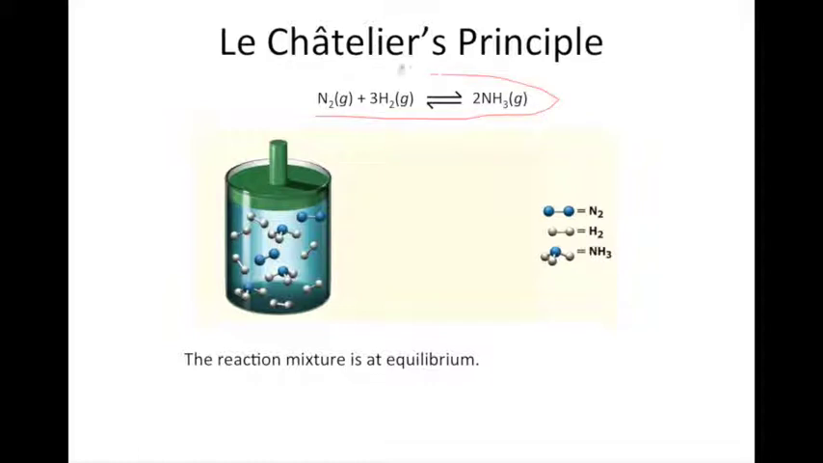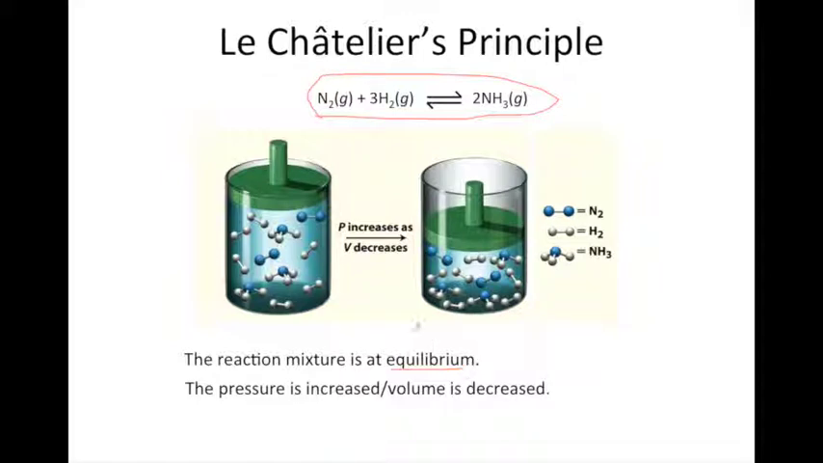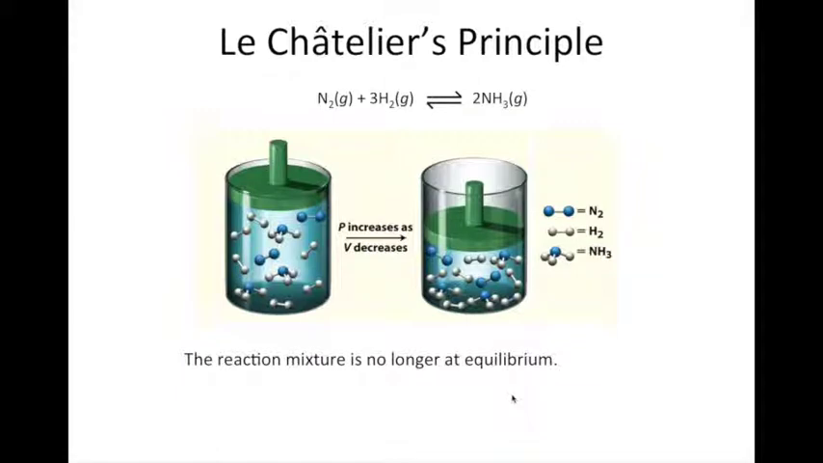For this example, again, we're going to be using this reaction, nitrogen plus hydrogen is in equilibrium with 2 moles of ammonia. So let's say we had that reaction mixture in a container and our reaction is at equilibrium. And we disturb that equilibrium by increasing the pressure. So we increase the pressure, and that of course results in a decrease in volume. Okay, so we had our reaction at equilibrium, and we increased the pressure and therefore decreased the volume. Well, now our reaction mixture is no longer at equilibrium.